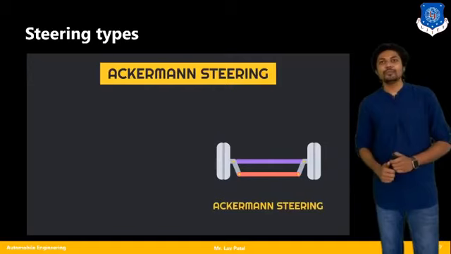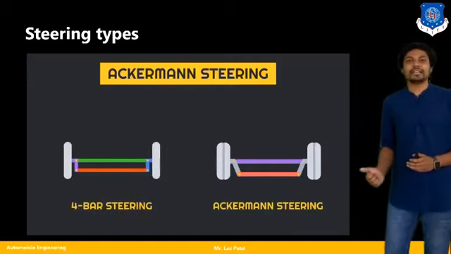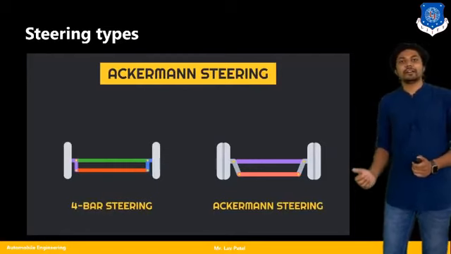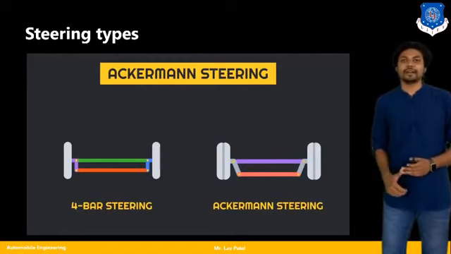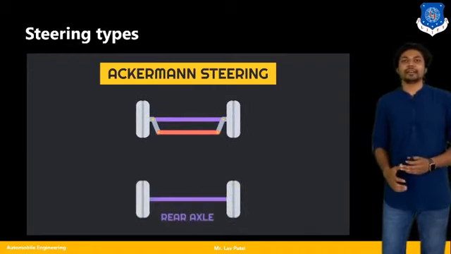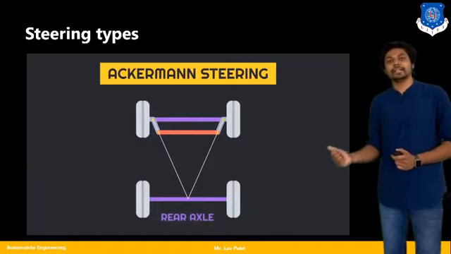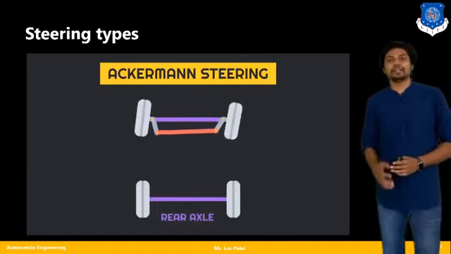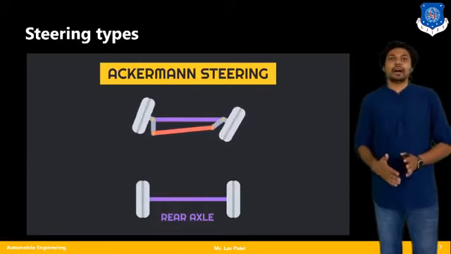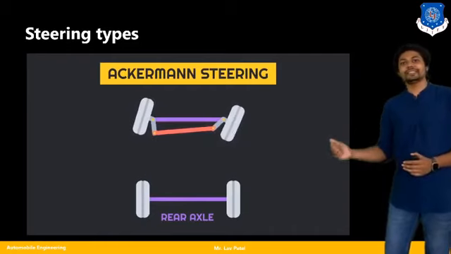Moving further, the second one is the Ackerman steering. Ackerman steering has a different kind of mechanism than 4-bar steering. In 4-bar steering you will find a fixed link as well as a tie rod, while Ackerman steering has a difference in length of those two links. According to that, how my vehicle is going to react while turning, you can see from this animation.